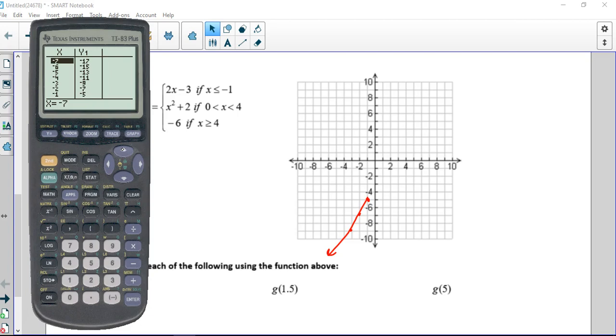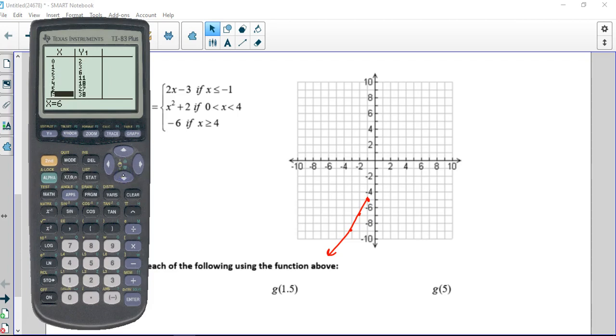Now, x squared plus 2. You might want to use the calculator for this one because it is a parabola. It's not a very complicated one, but we're going to do x squared plus 2. And then table. Now notice it says between 0 and 4. Now we're going to use open dots because it's less than. So I'm just going to go up here to 0.